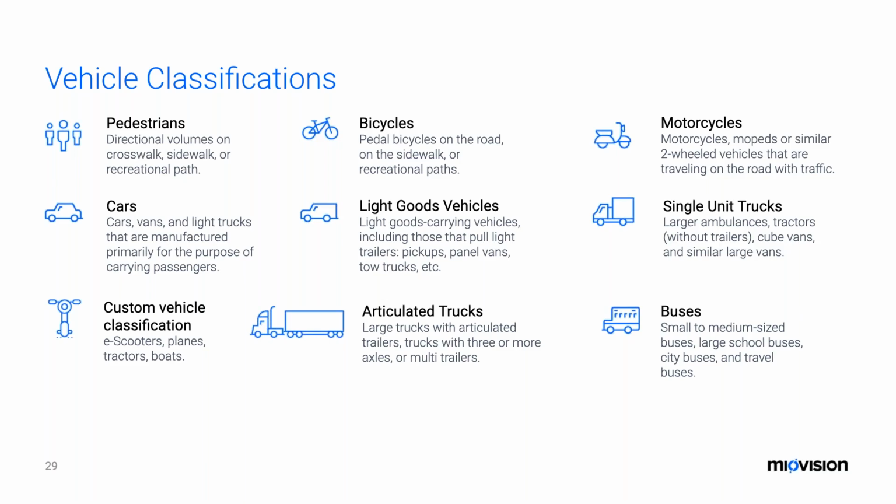And then for our vehicle classifications, we have bicycles, motorcycles, cars, light goods vehicles, single unit trucks, which are rigid, and articulated trucks, as well as buses. So during your data request, you can choose all of those classifications or any smaller subsets. And it's important to note that vehicles are classified based on both size and physical characteristics.